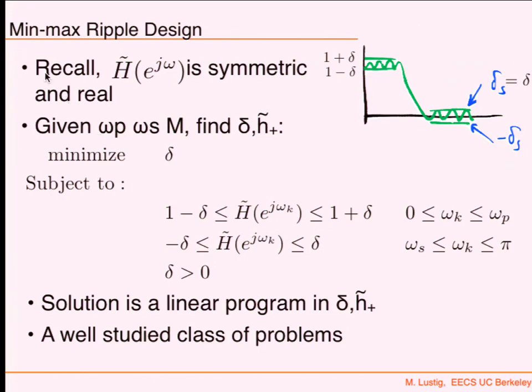And I want to find, given omega sub p, omega sub s, and M, the delta and the h plus that would minimize delta. I want to find the smallest delta that satisfies these constraints. Okay? That is a prescription of an optimization problem. You minimize delta subject to linear constraints. So you minimize a linear function subject to linear constraints. As it turns out, this is called a linear program. And it's a classical, well-studied problem of how to do this. Take 127 if you want to know how to solve a linear program, a really important class of problems. So well studied that there are solvers for it.